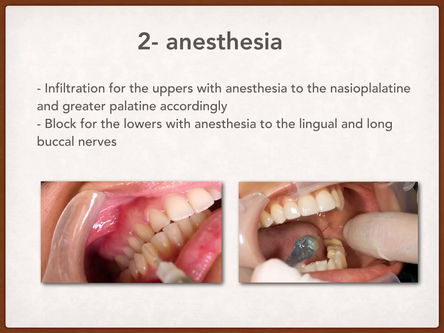Guys, you should palpate the anterior border of the ramus of the mandible with your thumb, as you can see here in this picture, and put your needle 1 centimeter behind that anterior border of the ramus of the mandible. Okay, so now you have the horizontal and vertical directions for the insertion of the needle to block the inferior alveolar nerve.